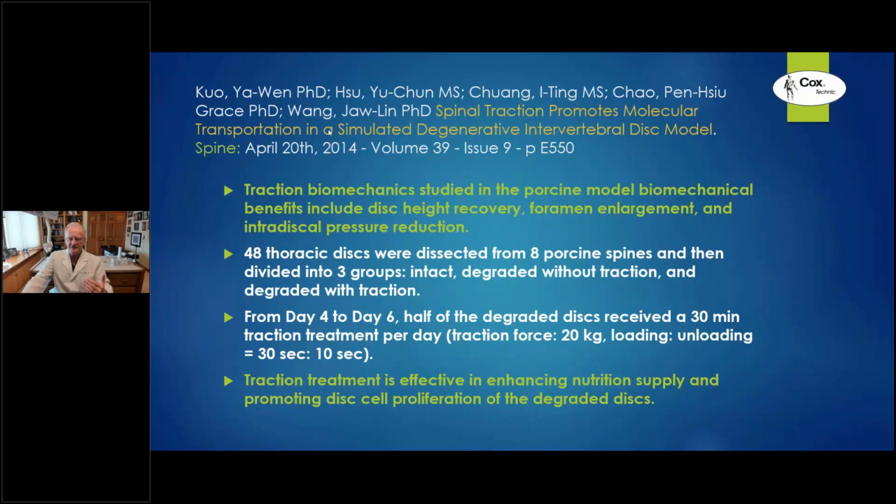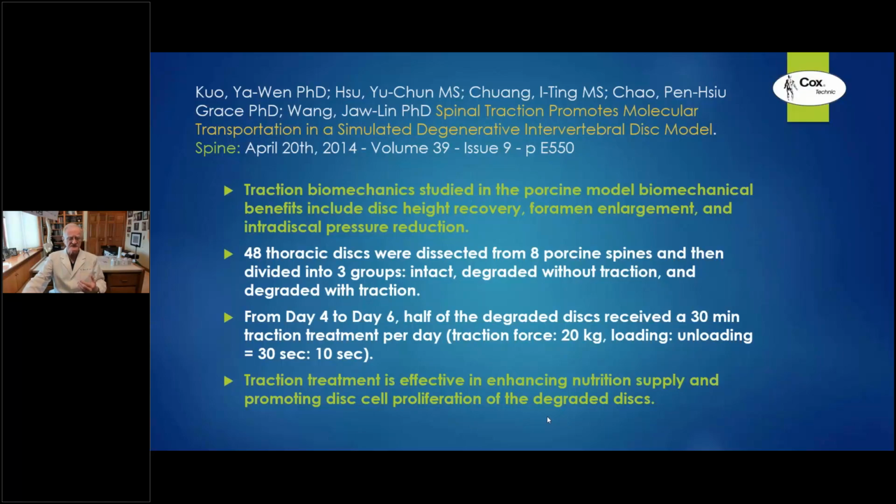Then Kuo wrote that distraction treatment is effective in enhancing the nutritional supply, and you and I just discussed chondroitin sulfate. That is, chondroitin sulfate is a glycosaminoglycan, the factor within the disc that imbibes fluids to 9 times its own volume, which gives the disc its property of turgor. But Kuo wrote here in Spine Journal, volume 39, number 9, that distraction is effective in enhancing the nutrition supply and promoting disc cell proliferation of degraded discs.